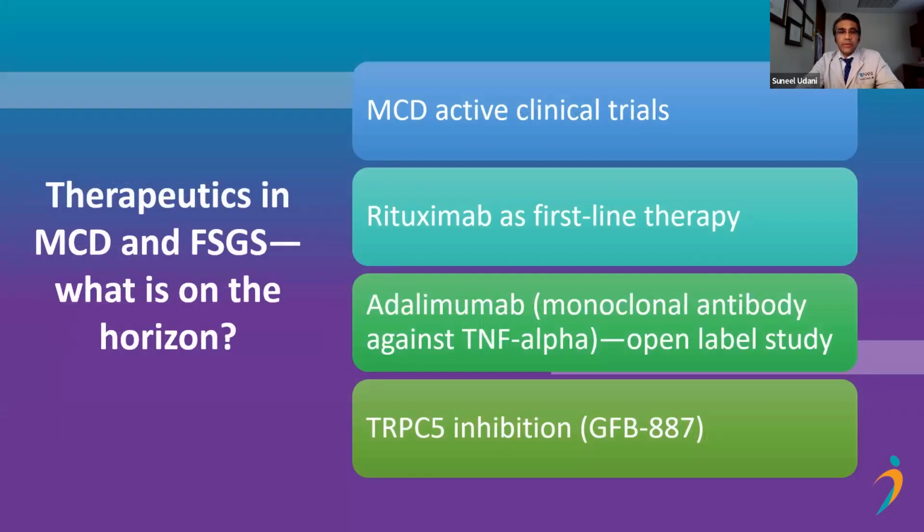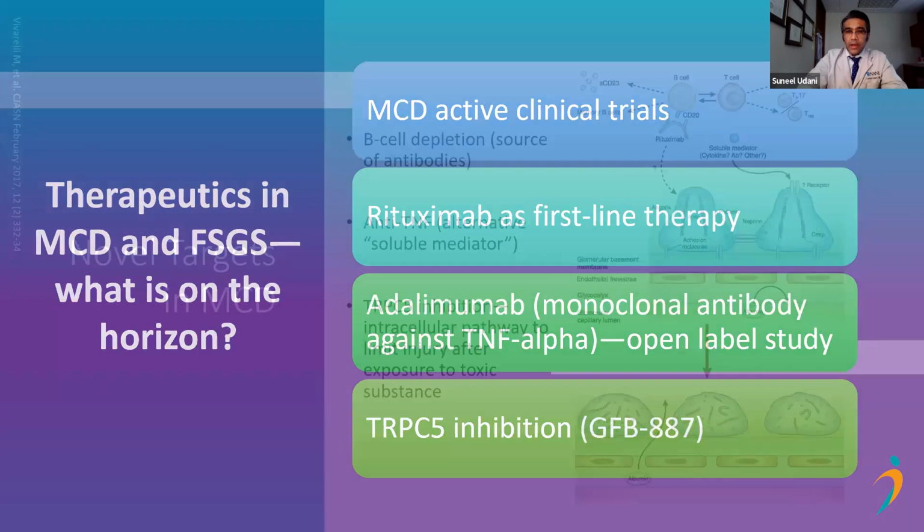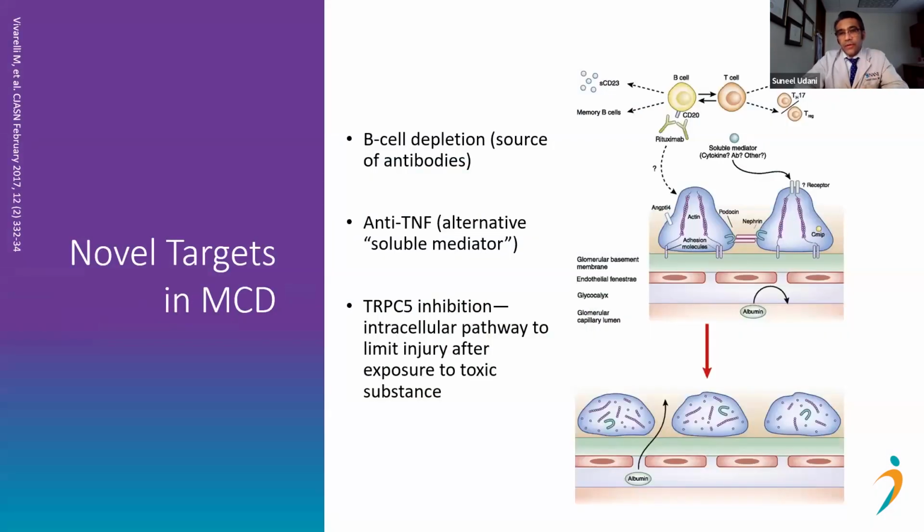So what's on the horizon? The last few minutes, we'll just talk about a few things that we're looking at on the horizon. Looking at minimal change, active clinical trials. I mentioned rituximab as first-line therapy is an ongoing study. There's also a study of a monoclonal antibody called adalimumab, which is against a different part of the immune system called TNF-alpha, which also may be playing a role in this immune injury.